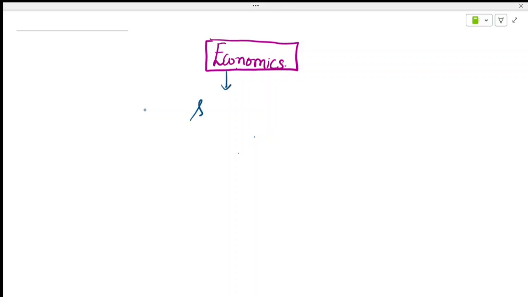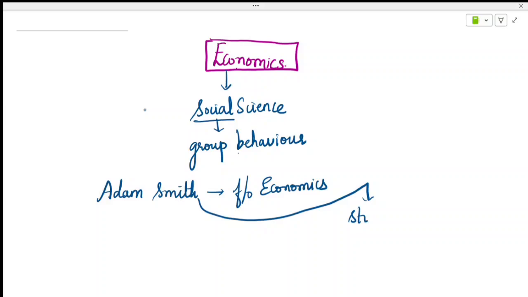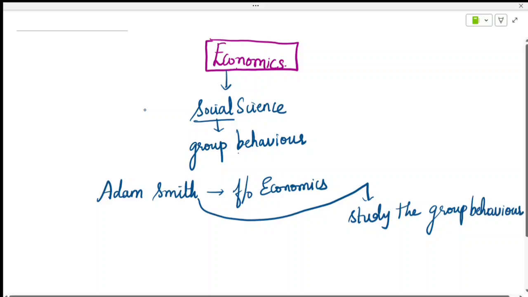Economics is part of social science. Social science is nothing but a study of group behavior. We know that Adam Smith is the father of economics. Why? Because he started studying group behavior. He gave a definition called the scarcity definition. When resources are scarce, how will people react, how will people spend, how will people be demanding? These things will be clear once we get into this subject. So just remember, Adam Smith is the father of economics.